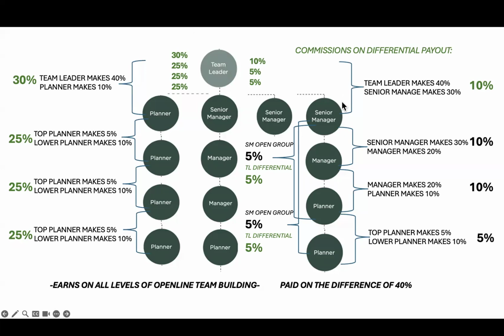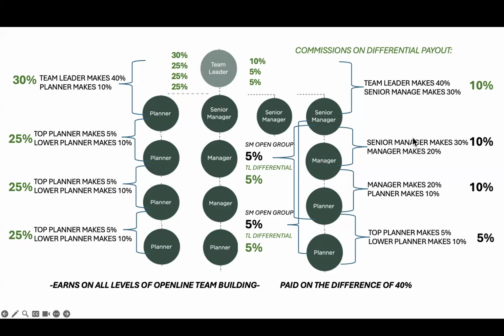Now, I'll give you another simulation. So this team leader is running 4 teams. Now let's look at the complete right side. Don't focus on anything else other than the right side of the leg. Now, I'm a team leader at 40%, and my senior manager is my level 1 frontline. So the team leader makes 40%, a senior manager takes home 30%. So the differential payout I would take in between my senior manager and myself, I make 10%, right? Now, pay very close attention here, between the senior manager and manager. Now, keep in mind.